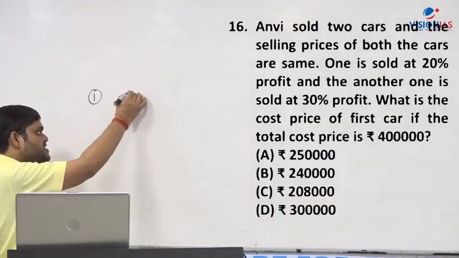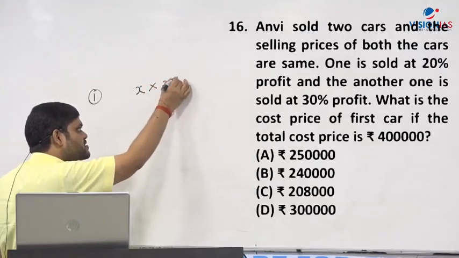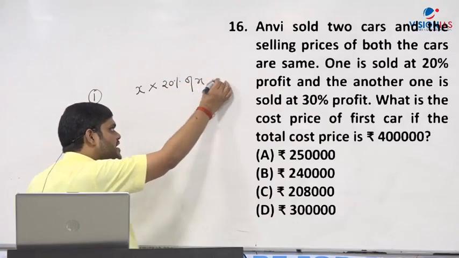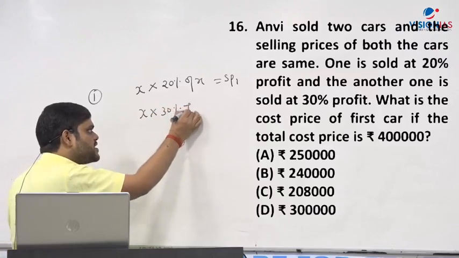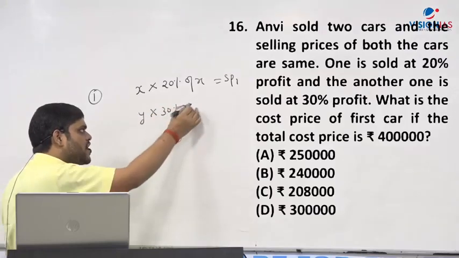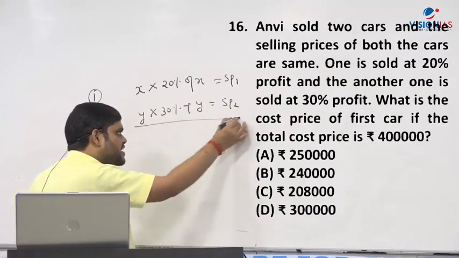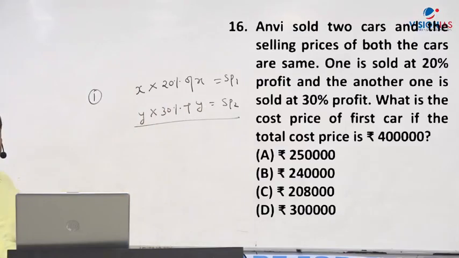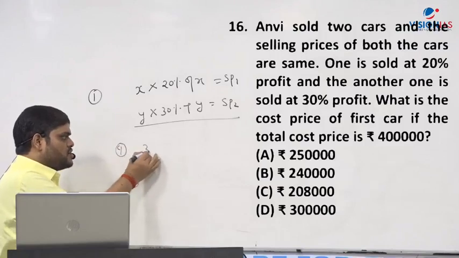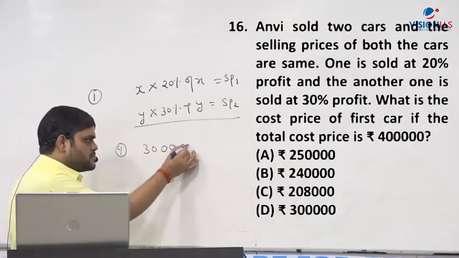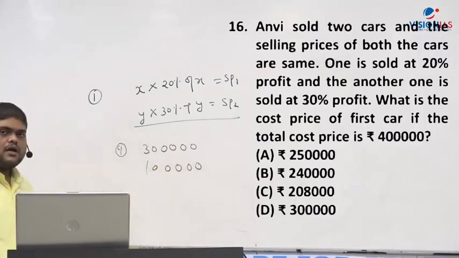Suppose car 1 is X, so whatever is the profit, 20% of X plus X is equal to SP1, and 30% of Y plus Y, suppose another car price is Y, is equal to SP2, and both are equal. So this is the case. If I am solving by options, suppose I am taking the fourth option. So 3 lakh, another one becomes 1 lakh.